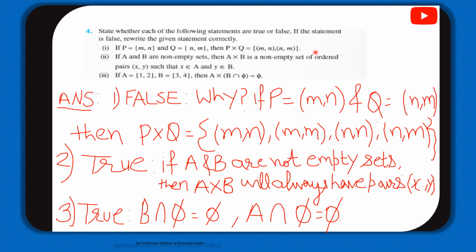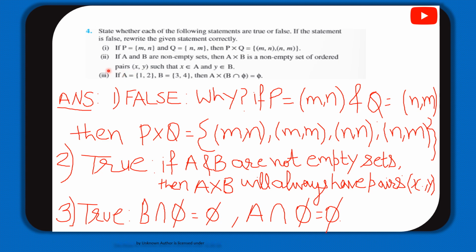It's false. Why is it false? If P is equal to {m, n} and Q is equal to {n, m}, then P multiplied by Q will be (m, n), (m, m), (n, n), (n, m). Okay, then this statement is wrong.